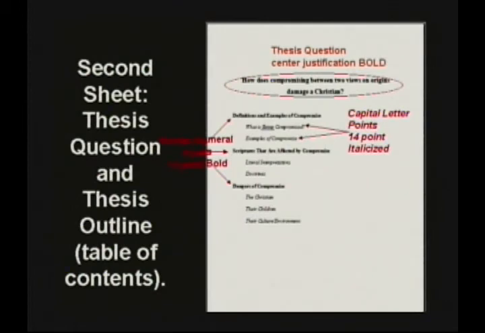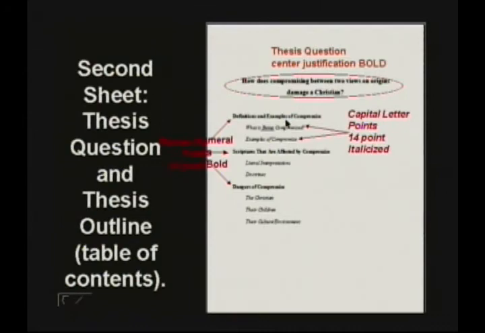Look at this second sheet of your paper, which is the thesis outline. And this gives you the headings. This is your main section headings. They're centered, they're bold, they're drawing attention to the main topic that you're covering in that section. And then underneath it you have these subpoints to that section, okay?